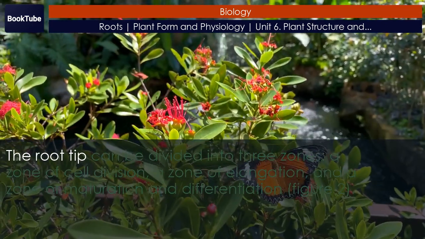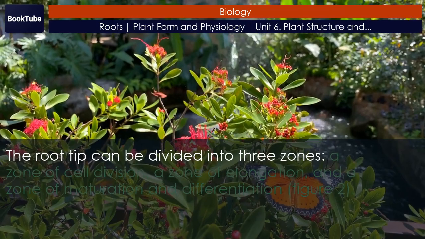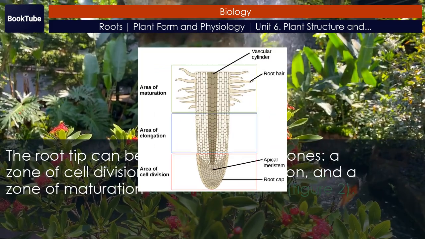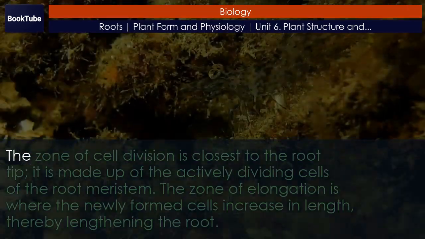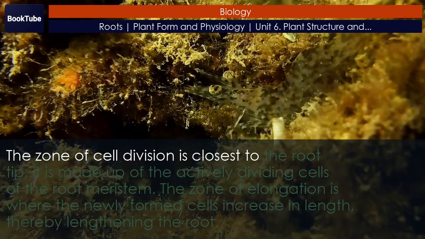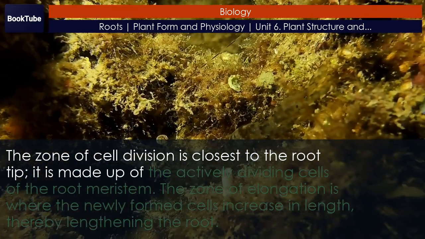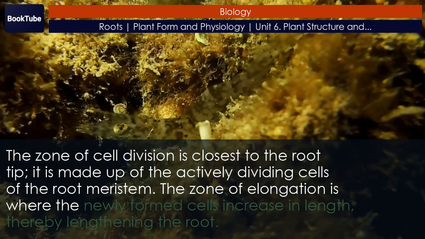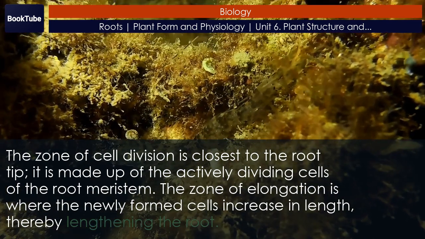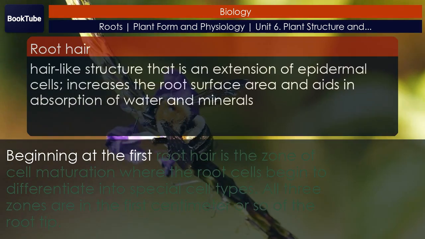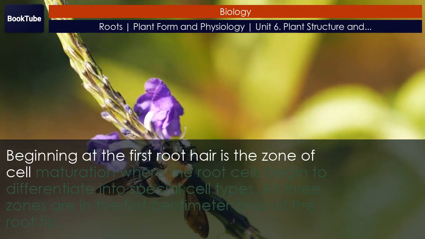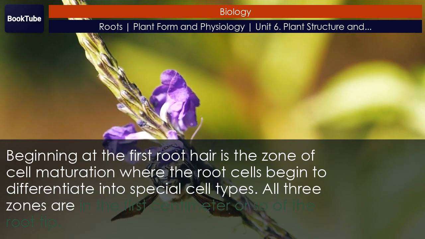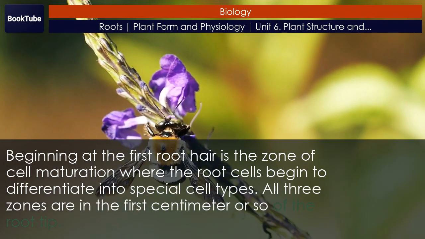The root tip can be divided into three zones: a zone of cell division, a zone of elongation, and a zone of maturation and differentiation. Figure 2. The zone of cell division is closest to the root tip. It is made up of the actively dividing cells of the root meristem. The zone of elongation is where the newly formed cells increase in length, thereby lengthening the root. Beginning at the first root hair is the zone of cell maturation, where the root cells begin to differentiate into special cell types. All three zones are in the first centimeter or so of the root tip.